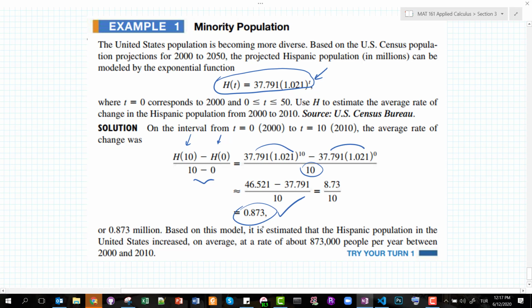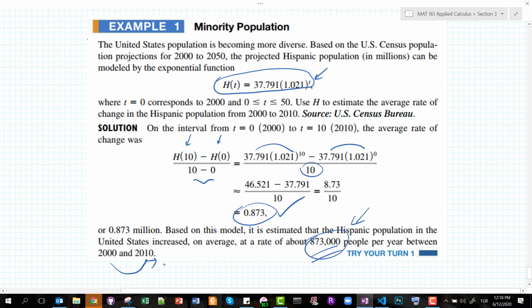What does this mean to us? What does it tell us? It basically tells us that each year we have a positive change. It might be a negative change, of course, depending on what model you have. So the rate of change in the Hispanic population is that much per year between 2000 and 2010. Of course, you can do the same for different years or a different time range. But if I ask you what would be the rate of change each year, and not in the 10-year period, as you see, this is the 10-year average rate of change.